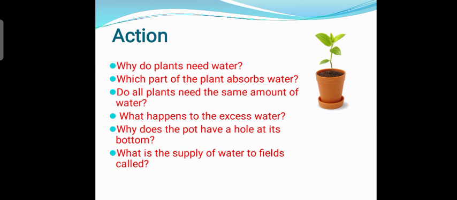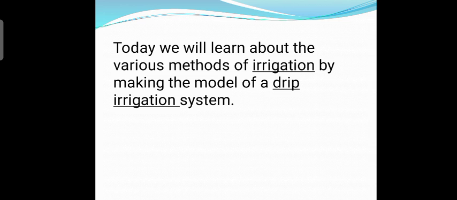What is the supply of water to fields called? For maintaining the moisture level of the soil, they are watered regularly, and this method is called irrigation. What are the sources of these water? So the sources of irrigation are rivers, lakes, dams, wells, ponds and canals. So students, today we will learn about the various methods of irrigation by making the model of a drip irrigation system.